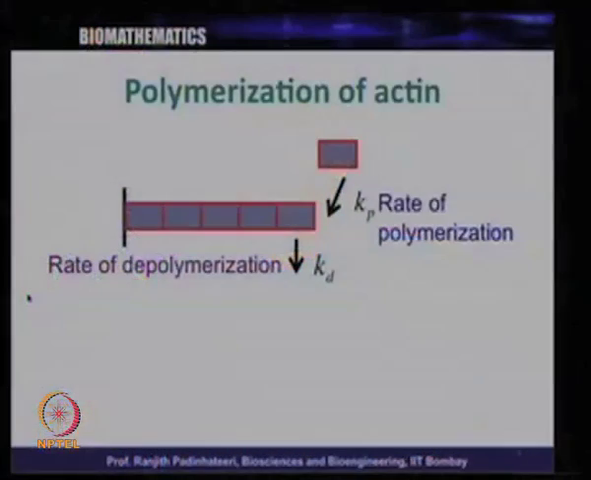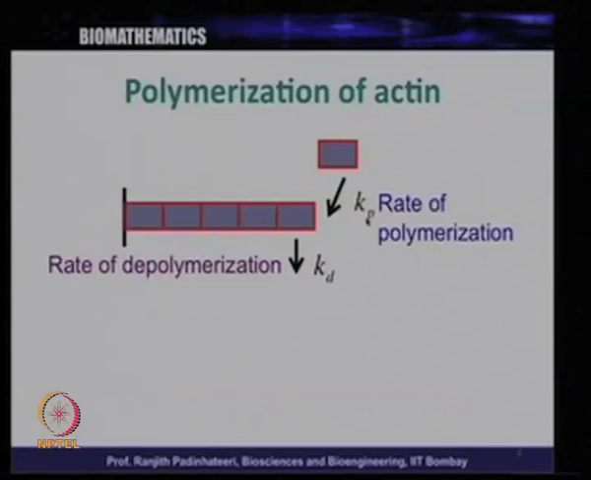Consider the case of polymerization of an actin filament. This is something which we have discussed before. Basically, what happens is that you have a filament as seen here, and one end of the filament is blocked and the other end is polymerizing with some rate K p, which is the rate of polymerization. And it can depolymerize, the end can lose monomers with some rate K d. So, K p and K d are the polymerization rate and depolymerization rate of a filament.